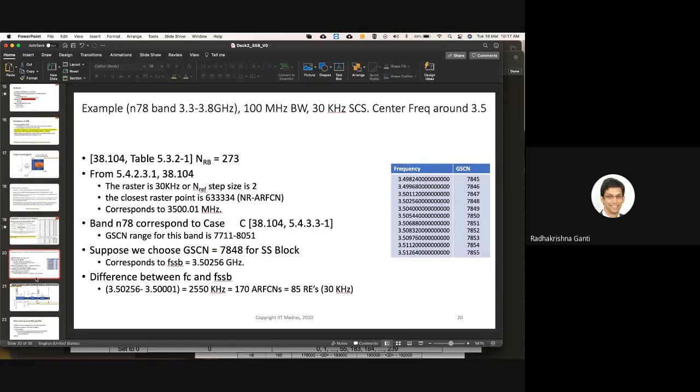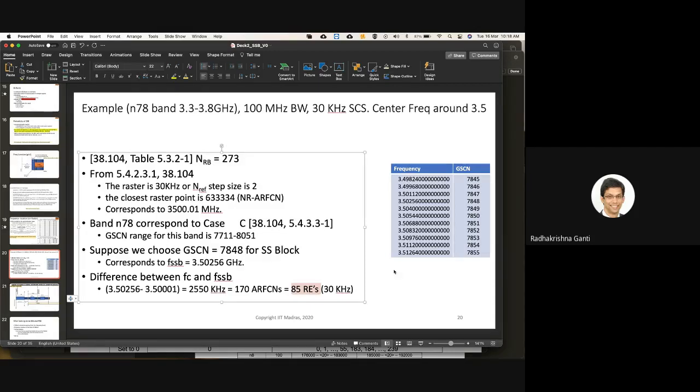So I was looking at a center frequency of 3.5 gigahertz, and I want to map it to the SSB raster. From the actual channel raster, it turns out that the closest channel raster point is 3500.01 megahertz. And if I look at the GSCN, which is the synchronization raster, it turns out to be 3.50256 gigahertz. So there's an 85 RE difference between the center frequency and the SS block raster.